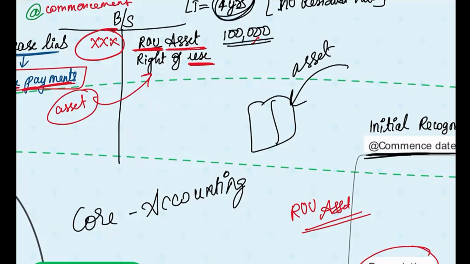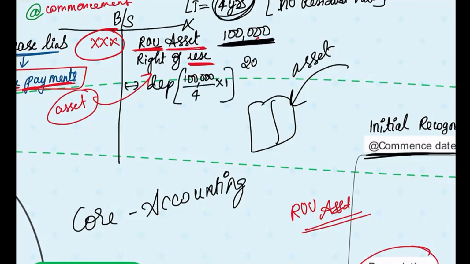After 4 years, after the lease has ended, this asset should not be shown in the lessee's book. This asset should be out of the lessee's book. So over the 4 years you're going to depreciate this ROU asset, which is 1 lakh. Every year you will depreciate 1 lakh divided by 4 years, which is 25,000 for 1 year. You will depreciate 25,000 and show your ROU carrying value at 75,000 at year end.